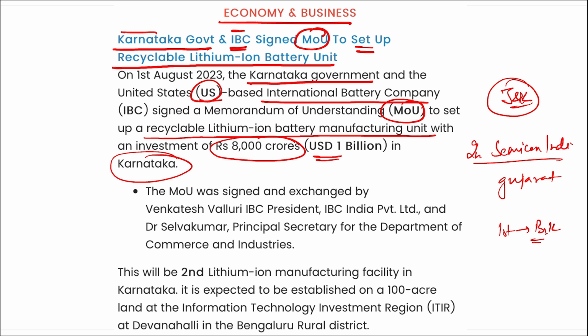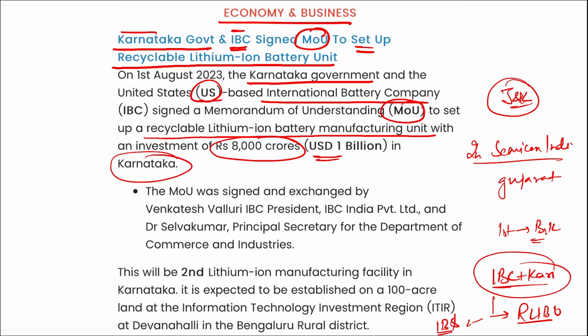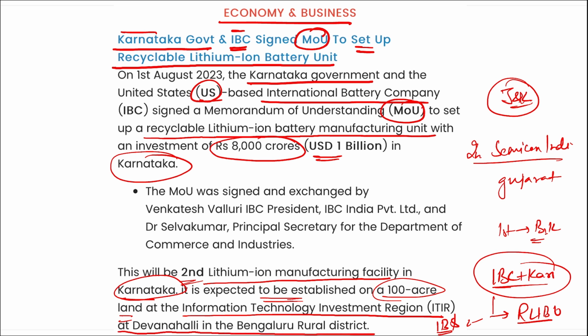Right? And now we are seeing that recently IBC, your International Battery Company, and the Karnataka government signed this MOU where they will be setting up a recyclable lithium ion battery unit, and for this they are investing $1 billion. Correct? And this will be the second lithium ion manufacturing facility in Karnataka. It is expected to be established on 100 acres of land at the IT investment region at Devandhali in the Bangalore rural district.